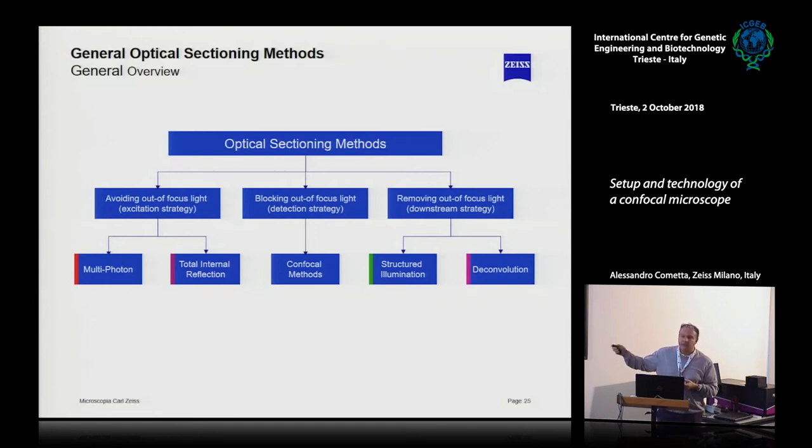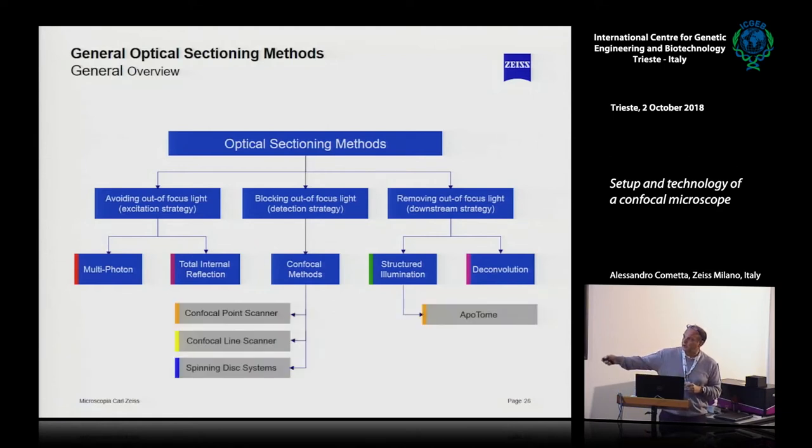One of the simplest ways is to remove it mathematically. So just acquire the image with a standard camera, standard microscope, and then use structured light or deconvolution, just a mathematical approach to subtract the unwanted data from the data. The confocal methods use a pinhole, a physical filter able to remove the excess of light. And the best way from the excitation strategy is to excite just the information I want to have. So with a completely dark sample and multiphoton, I can hit just the part of the sample I need. Here we are working on the confocal method, so mainly point scanner and line scanner.